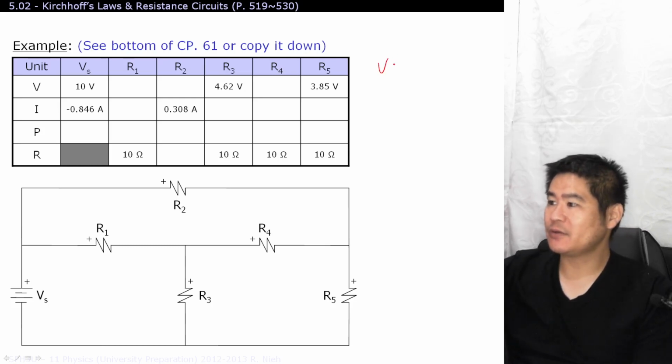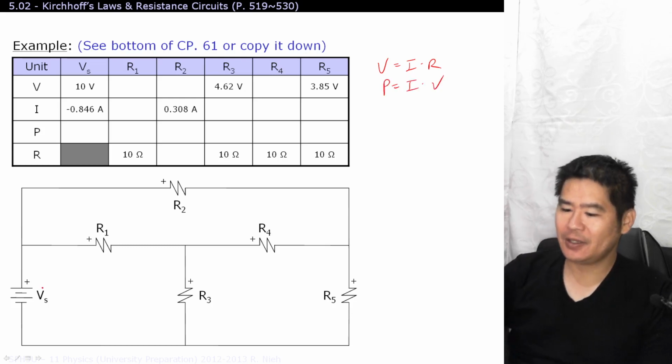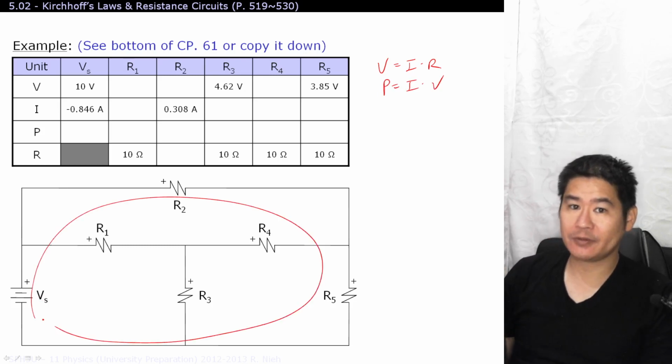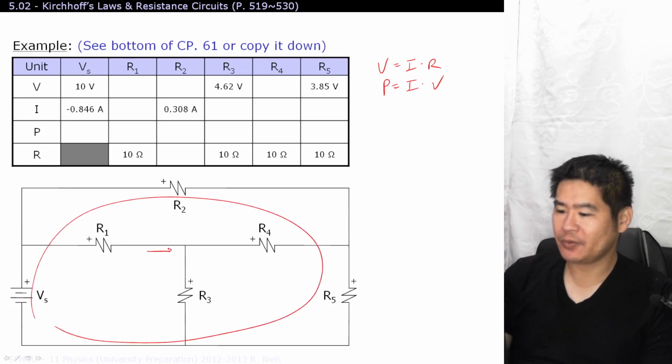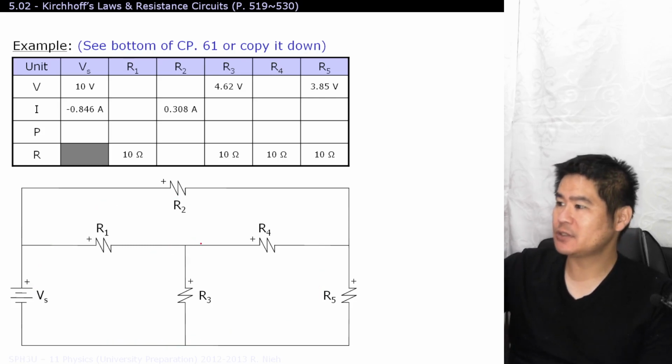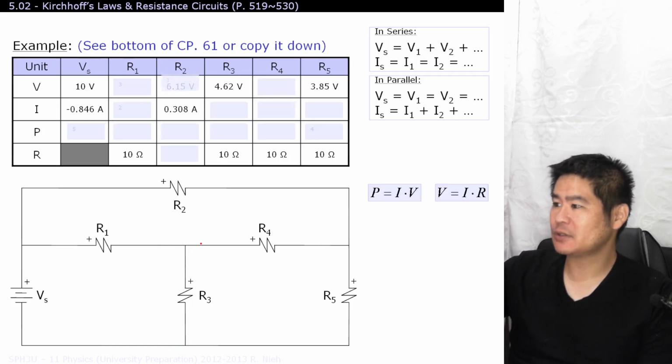As for this one, here are the rules. V has to equal I times R. P has to equal I times V. With regards to Kirchhoff's voltage law, any loop must net to a value of 0. And with Kirchhoff's current law, any current going in must be equal to any current exiting out. So you need to abide by all those rules.